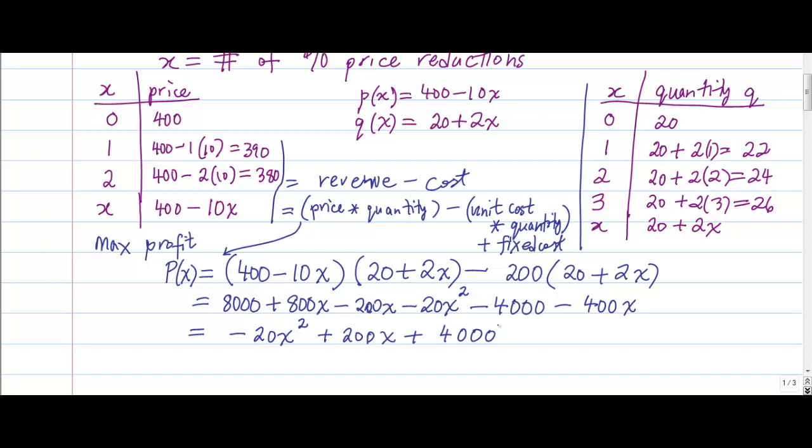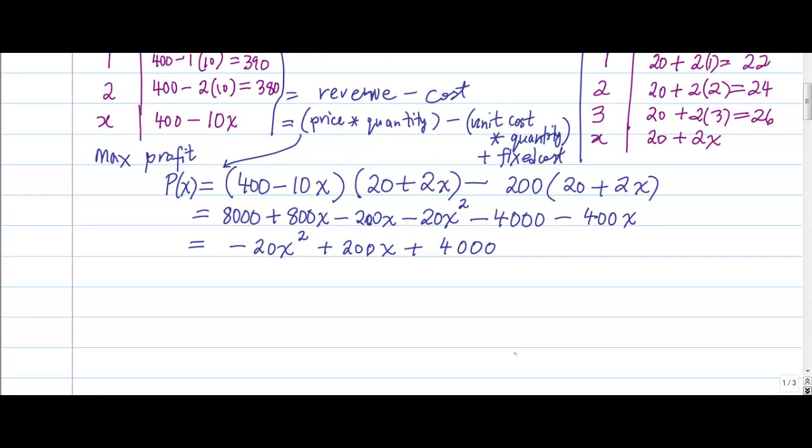So that is our profit function, rather. Now we want to maximize, and you don't have to simplify this, you don't have to factor out anything, because we're going to take the derivative anyway.